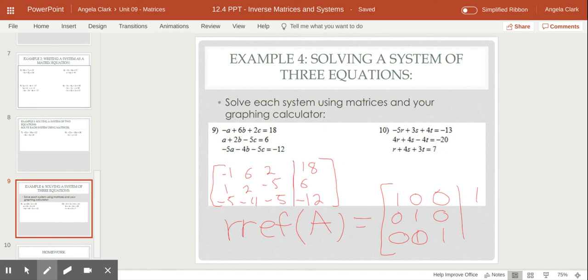Augmented with some numbers. These numbers are your solutions, A, B, C. So that's how you would put this in a graphing calculator.